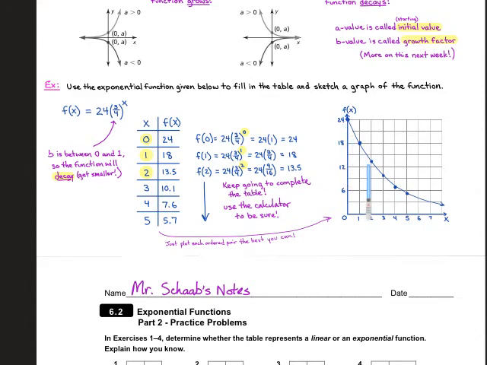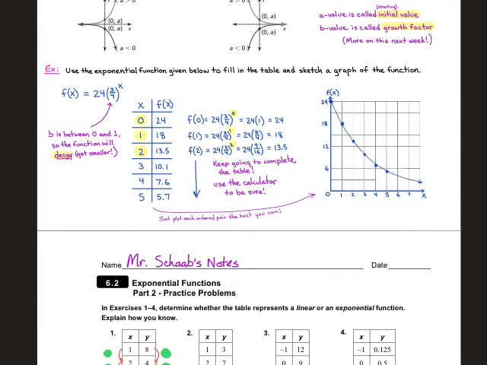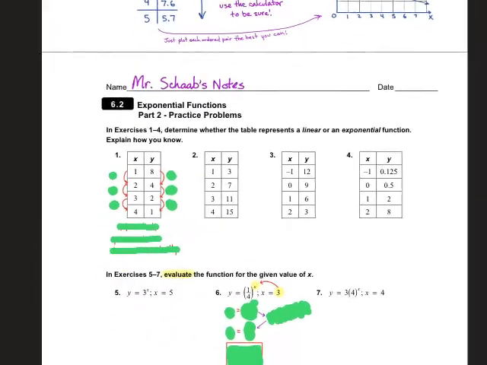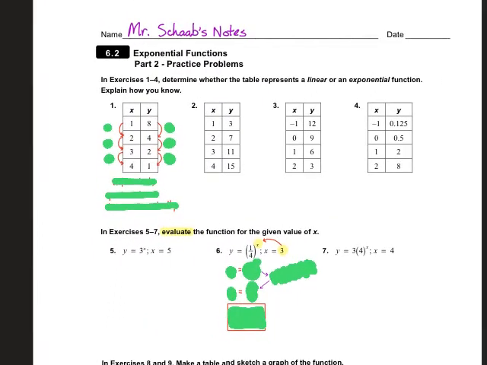And we can connect those with a smooth curve because that's what an exponential function graph is always going to look like. All right, party people, that's it. That's the rest of the notes. In the interest of keeping this video short, I know I already failed at that, I'm not going to go through the practice problems. I think you can figure them out on your own.